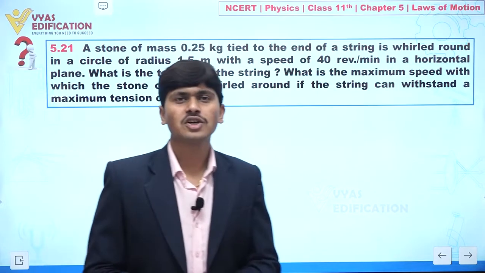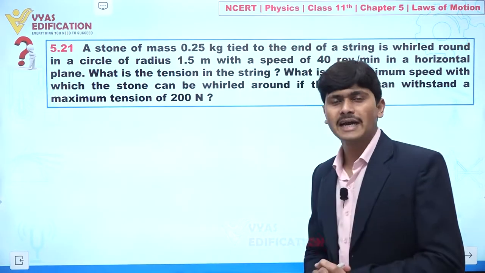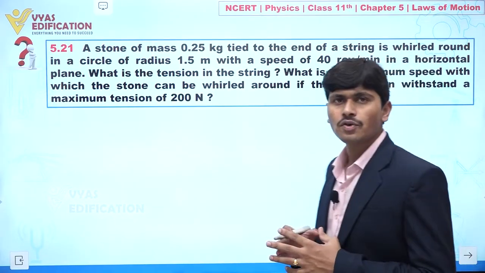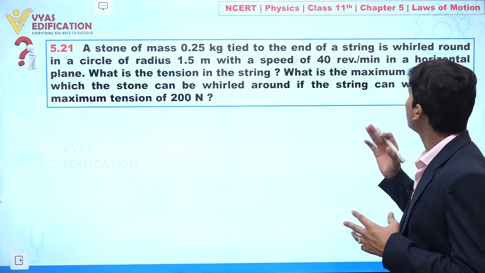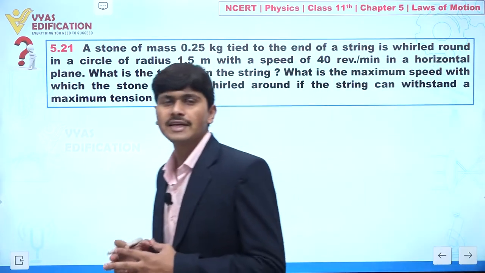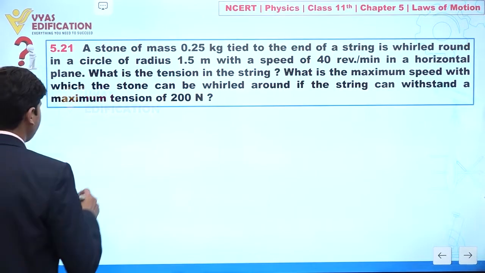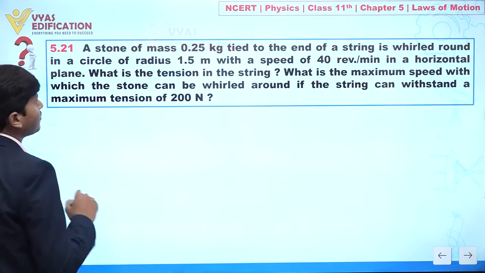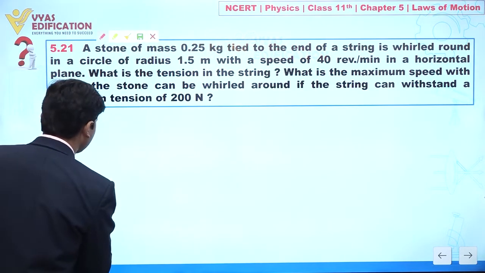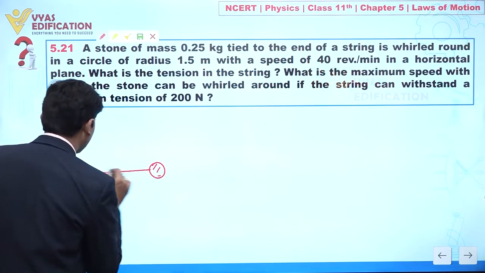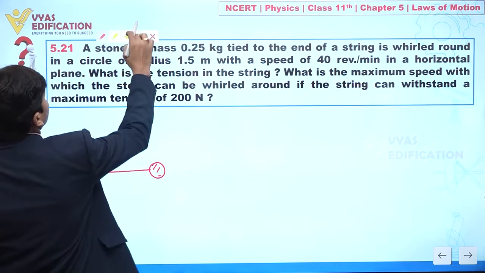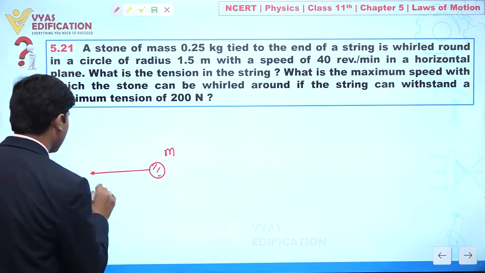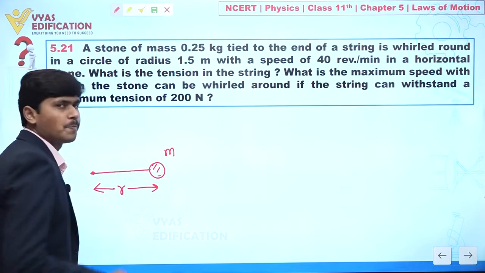Now we are going to solve question number 5.21, and in this question it is given to you a stone of mass 0.25 kilogram tied to the end of a string, wheeled around in a circle of radius r equal to 1.5 meter. Let's suppose this is a string, and here we have a stone. The mass of this stone is given to you, let's suppose this is m, and the radius is also given, let's suppose this is r, clear.